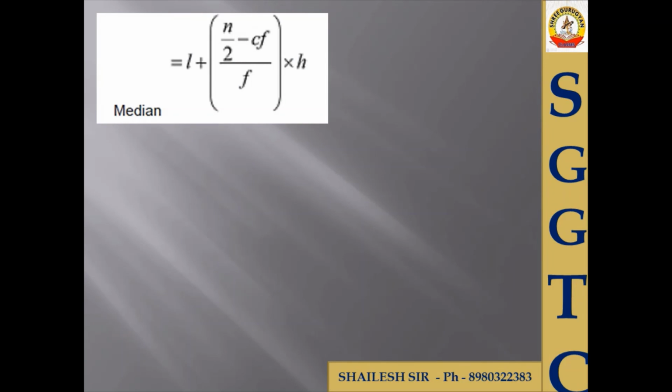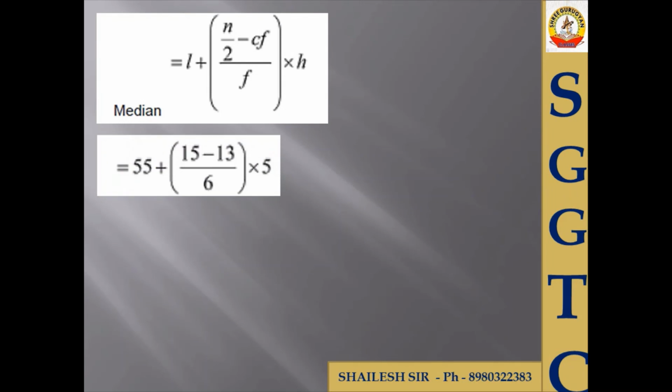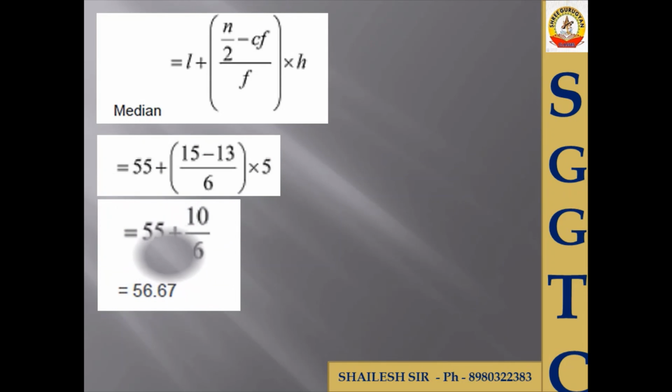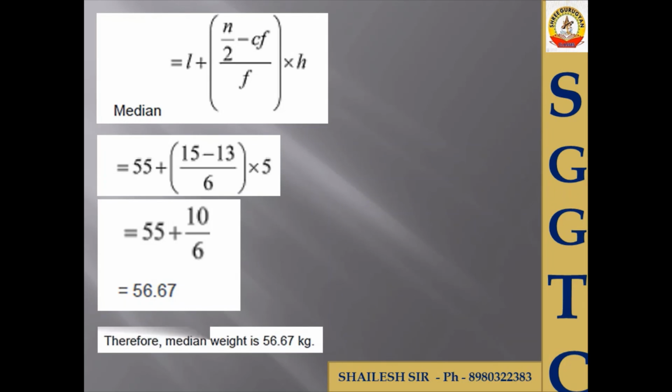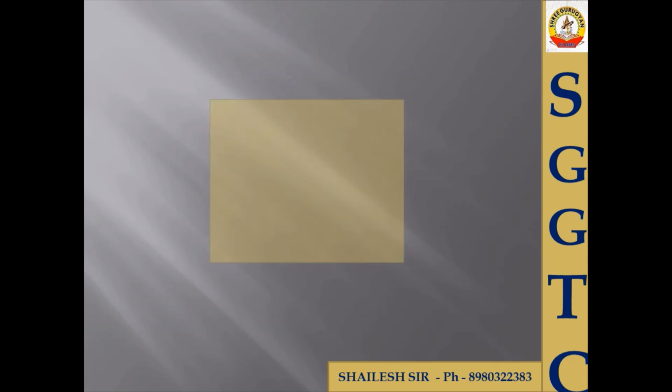What is your formula? Median is equal to L plus (n by 2 minus Cf) upon small f into h. Yes, all values detected. 15 minus 13 by 6 into 5, and further calculate. You get 56.67, which is your last answer, students. That is the median. That's why I write it last. Therefore, the median weight is 56.67 kg. That is my last and final answer. Yes, students, here our median is done.